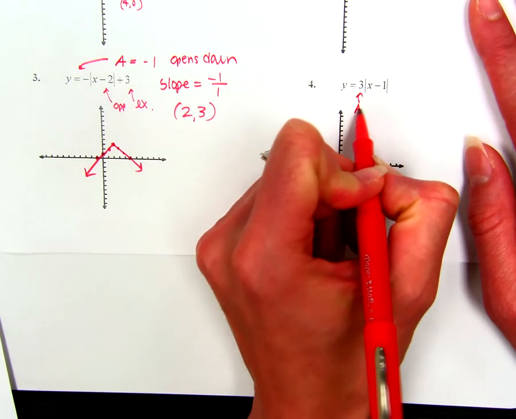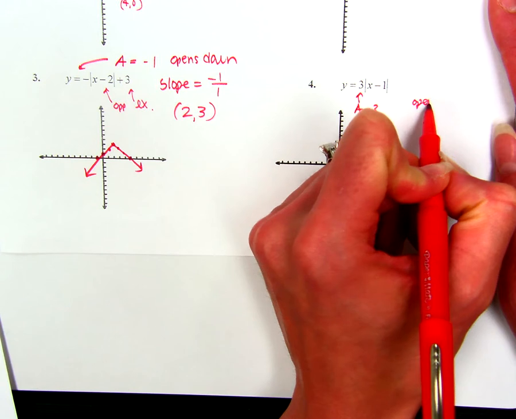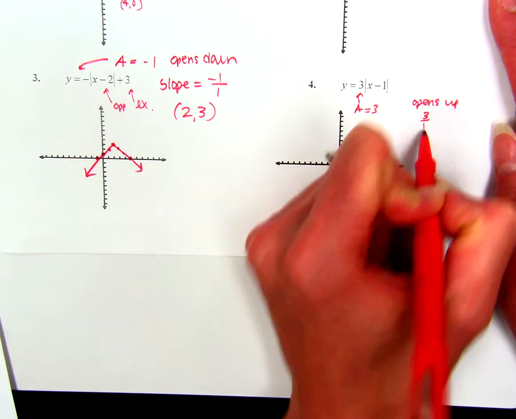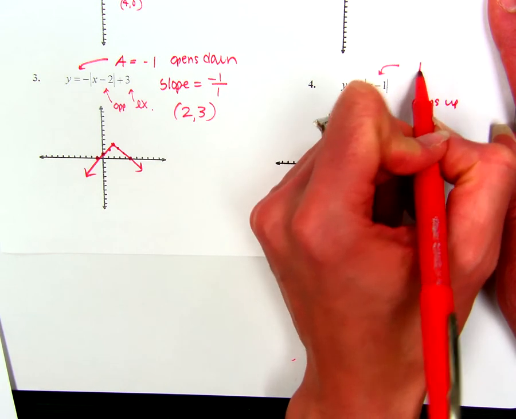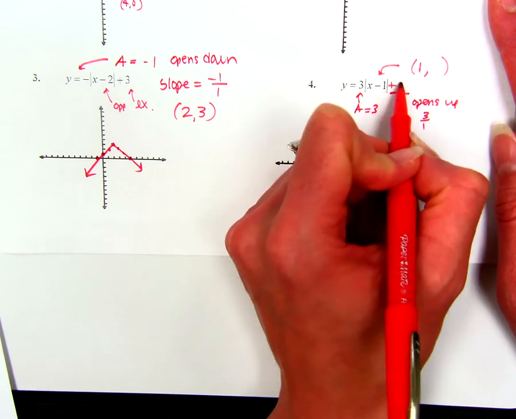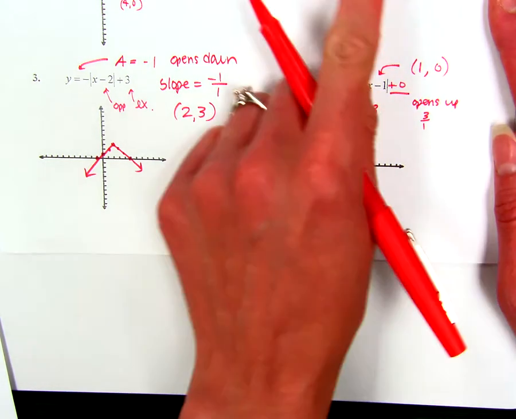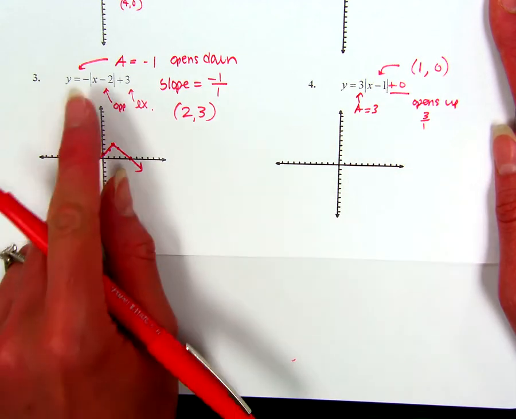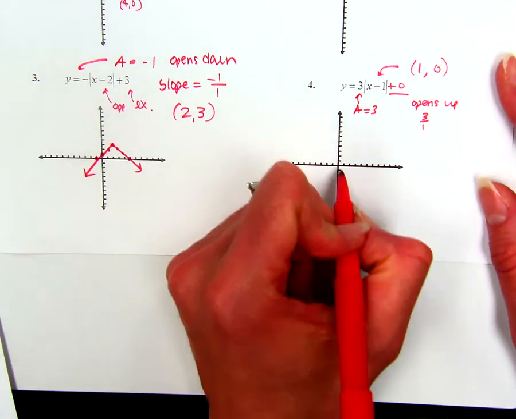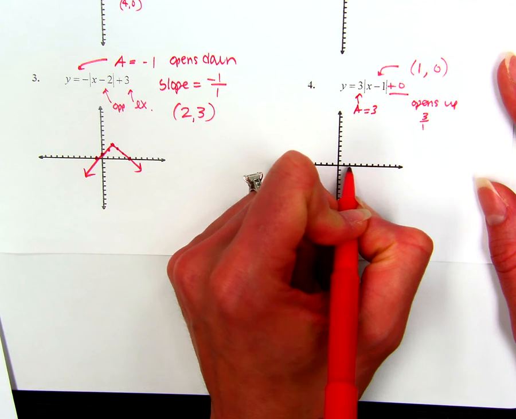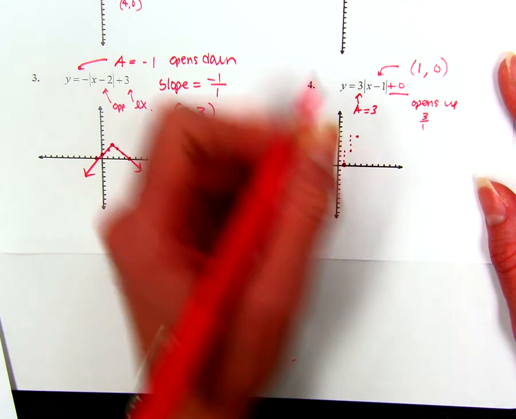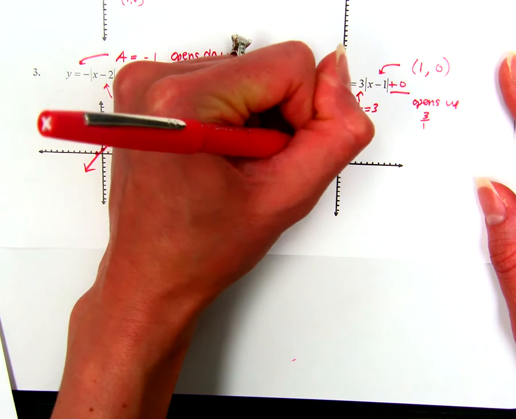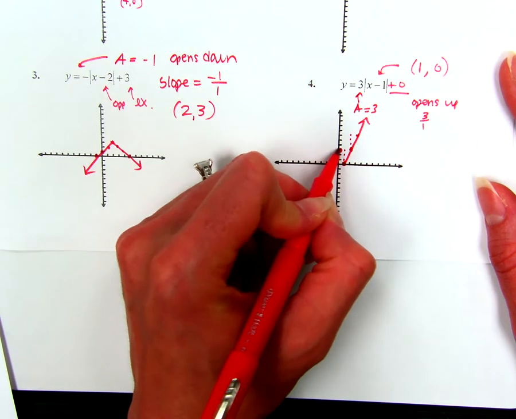All right, number 4, we've got A equals 3. So it opens up because it's positive. My slope this time is 3 over 1, and my vertex is the opposite of this number, so +1, and there's nothing here, so that's a 0. When B and C are missing, those are zeros. When A is missing, those are 1s. So just keep that in mind. All right, so I'm going to start at 1, 0, and I'm going to go up 1, 2, 3 over 1, 1, 2, 3 over 1. And then same thing, up 3 over 1 to the left.